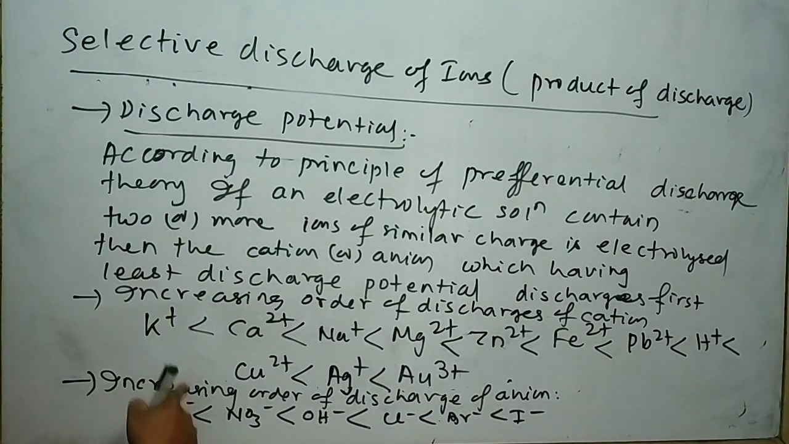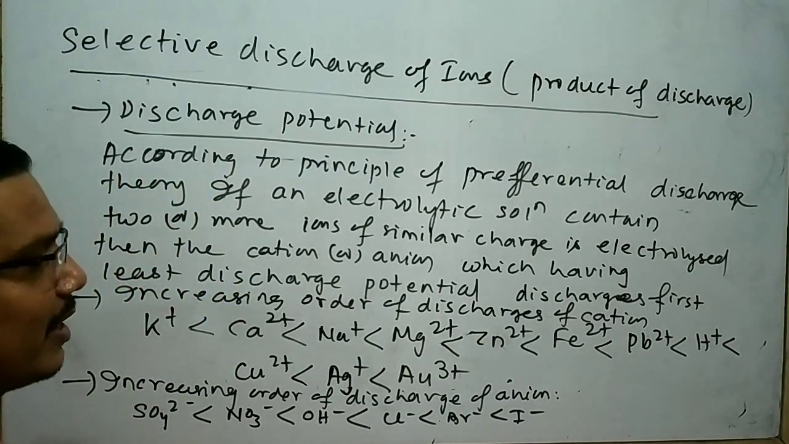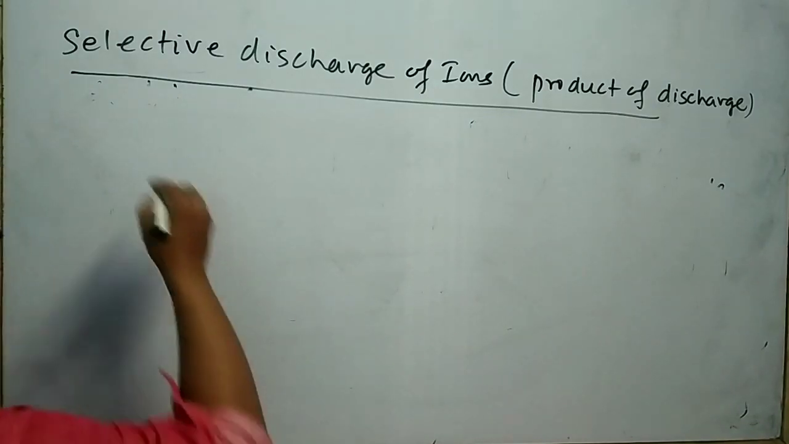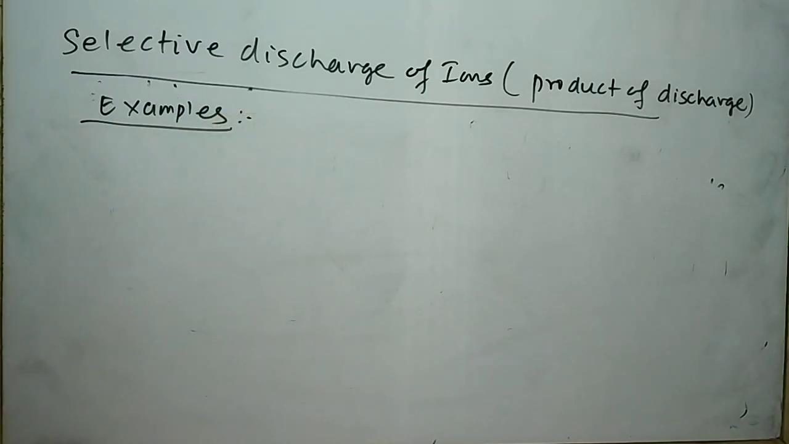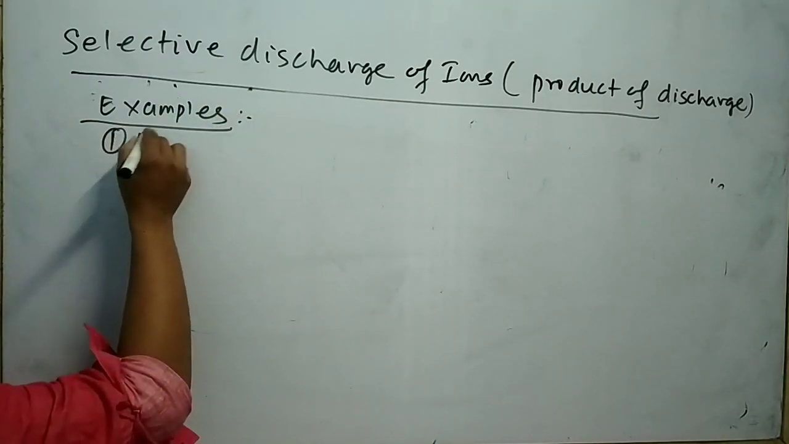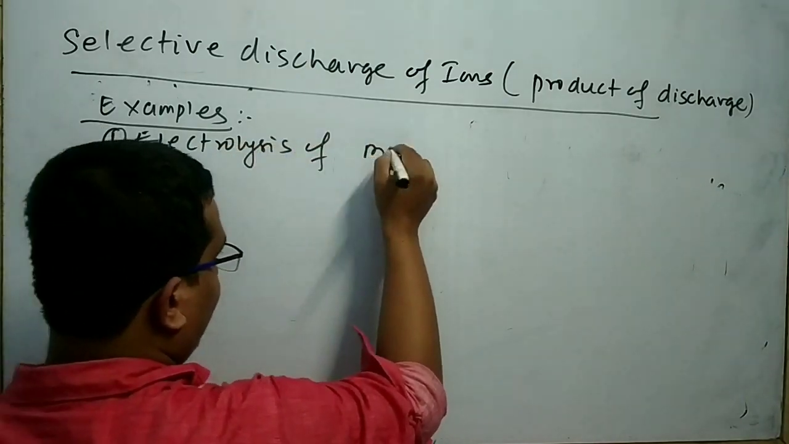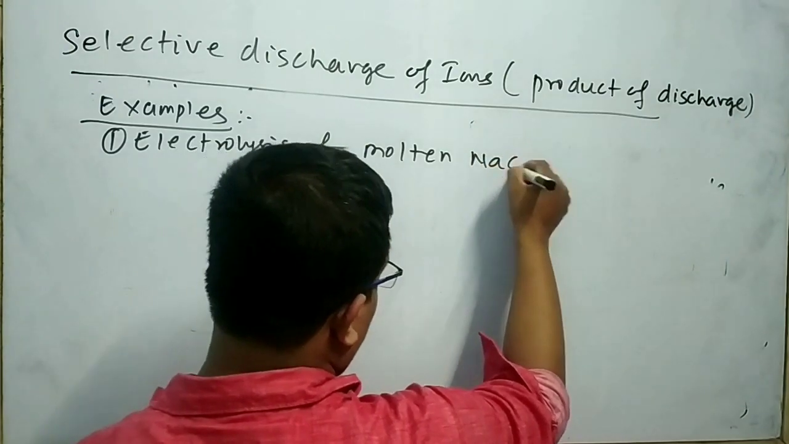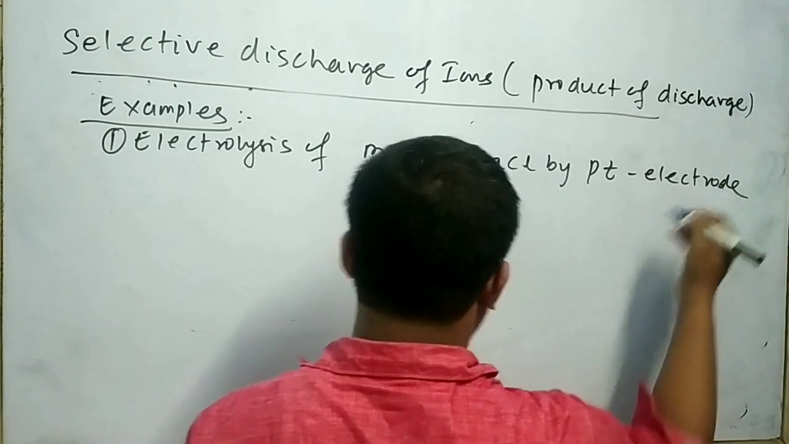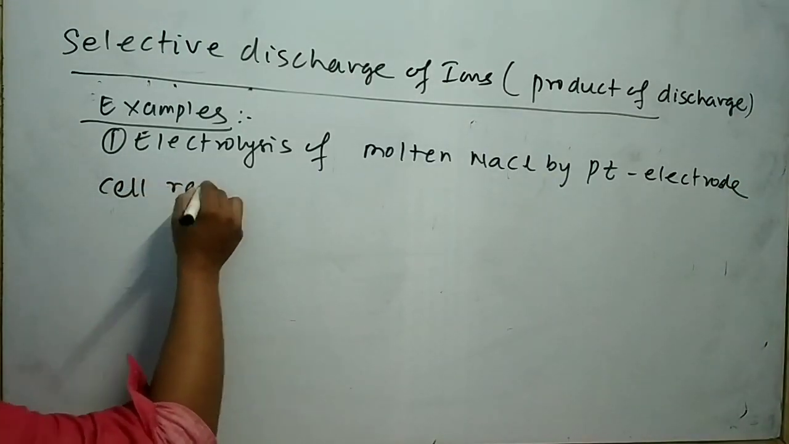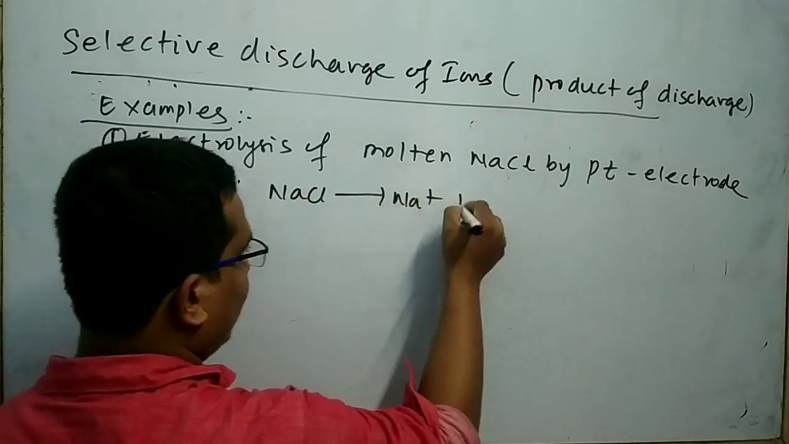It is a must to remember these two orders, otherwise you cannot write the reaction at the cathode and the reaction at the anode. Now I will explain some examples of electrolysis. First example is the electrolysis of molten NaCl by platinum electrode. At first I will write the cell reaction. The cell reaction is NaCl gives Na+ and Cl-.